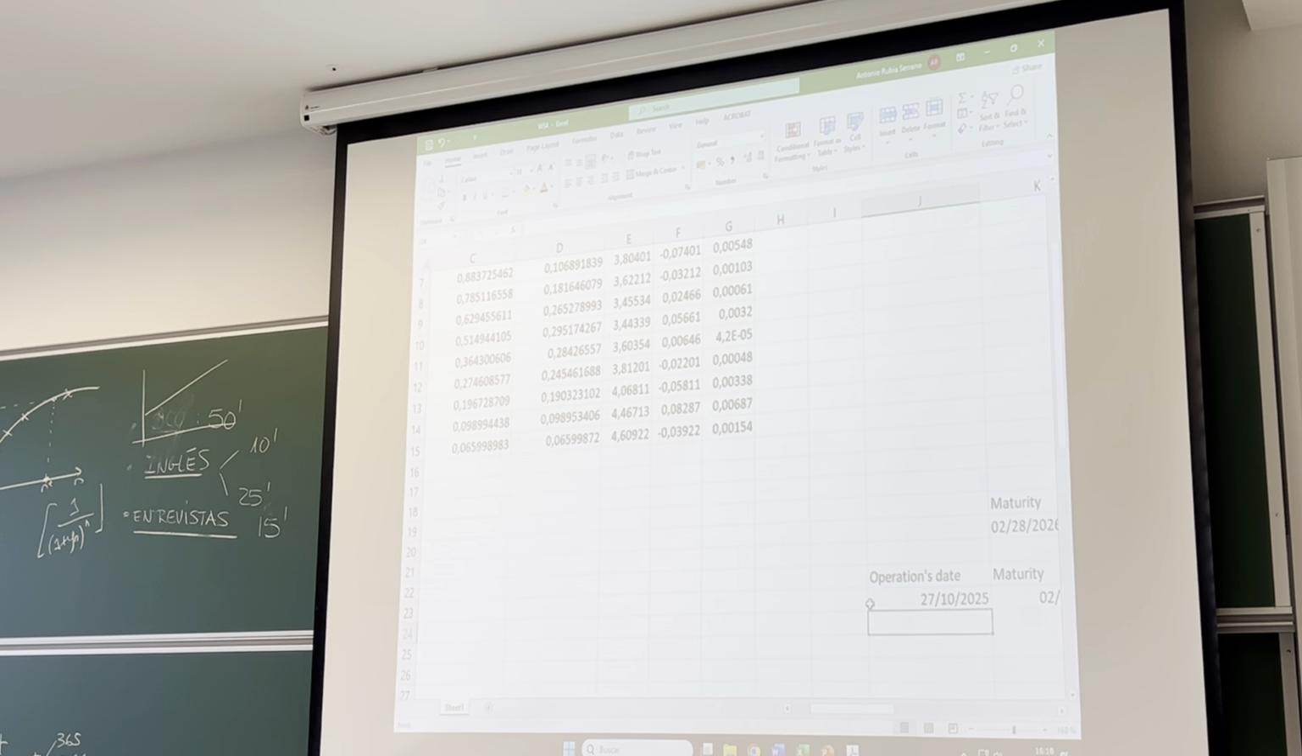Gave me 1.46 million. No, 1.46 million, the present value of everything.